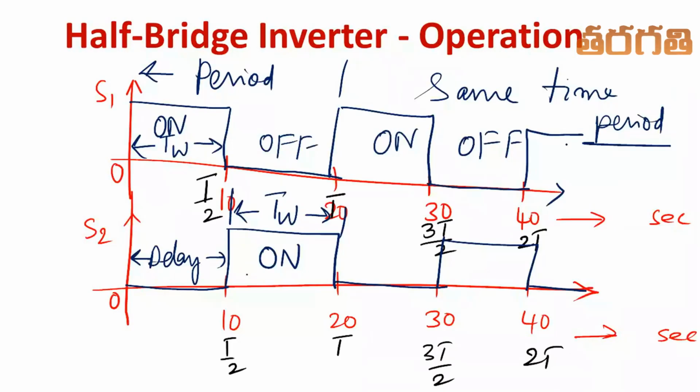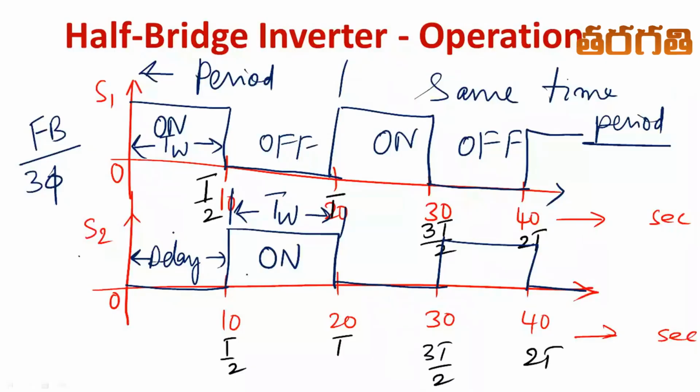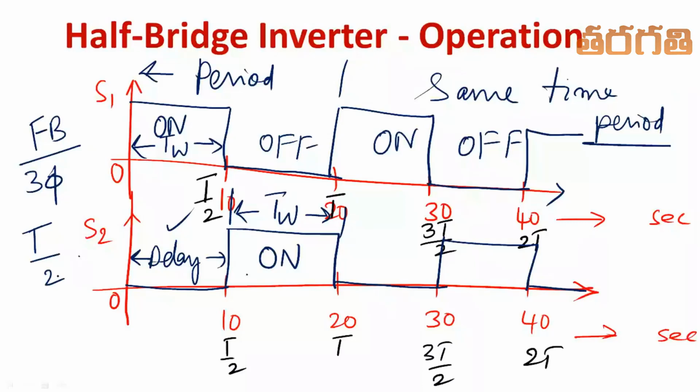You should never forget, because while I am explaining the concept of inverters, a full bridge inverter and three-phase inverter, these time delays are very important. So S2 is triggered with a time delay of T by 2 seconds, but whose width is the same as that of the pulse applied to switch S1, and it has the same frequency.